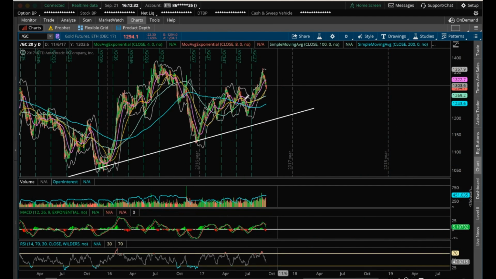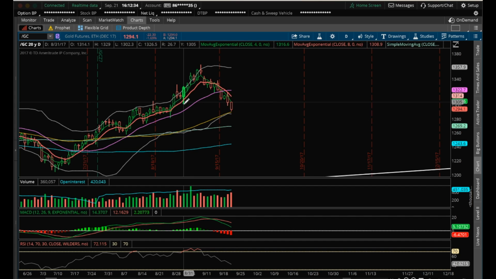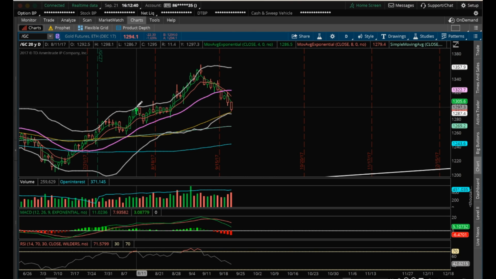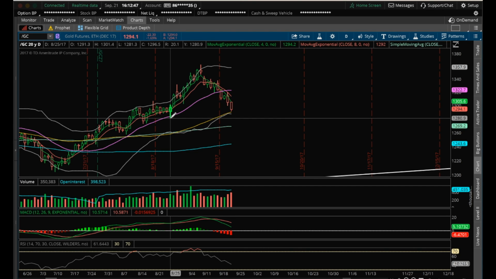And the next daily support I see after the break of this 1302.30, broke that support, broke that support. So the next support I'm looking at here is this low here of 1281.30. So eyes on 1281.30. 1281.30 is the next support on gold.